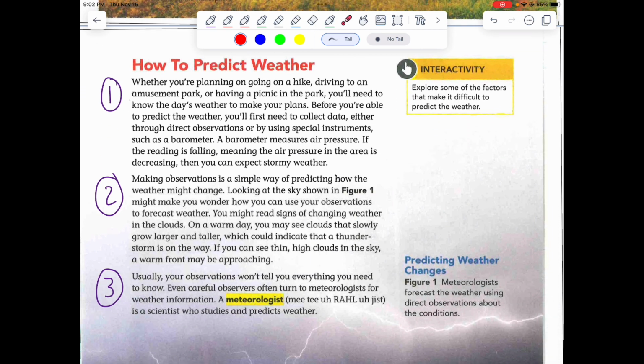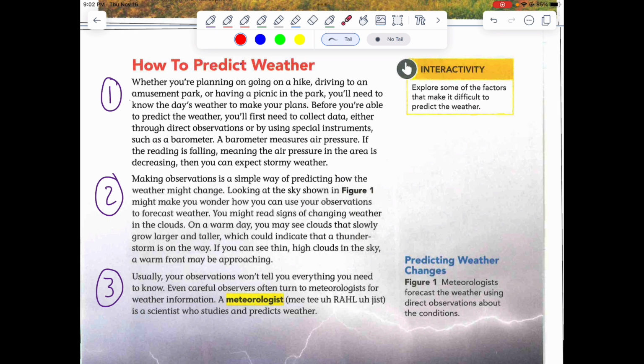Paragraph 1. How to predict weather. Whether you're planning on going on a hike, driving to an amusement park, or having a picnic in the park, you'll need to know the day's weather to make your plans. Before you're able to predict the weather, you'll first need to collect data, either through direct observations or by using special instruments, such as a barometer. A barometer measures air pressure. If the reading is falling, meaning the air pressure in the area is decreasing, then you can expect stormy weather.